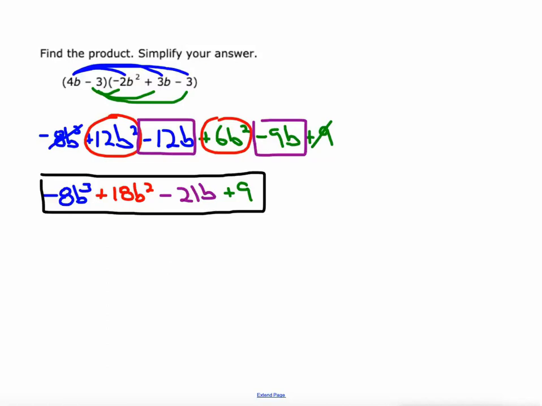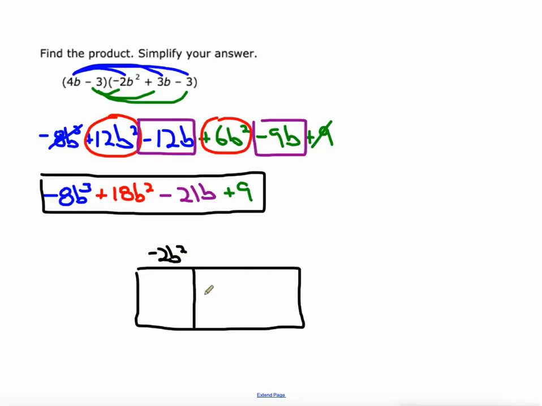Yes, this can be done with a rectangle diagram. Okay, so let me show you that. It's just a longer rectangle. So we've got negative 2b squared, 3b, and 9. And then as far as its height, it's that binomial 4b minus 3.